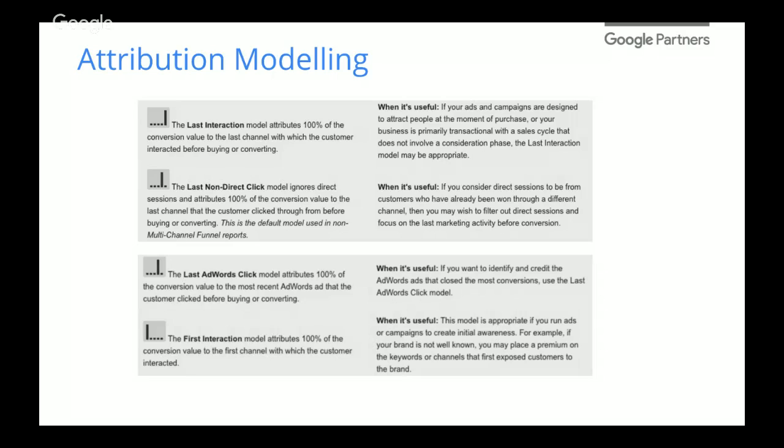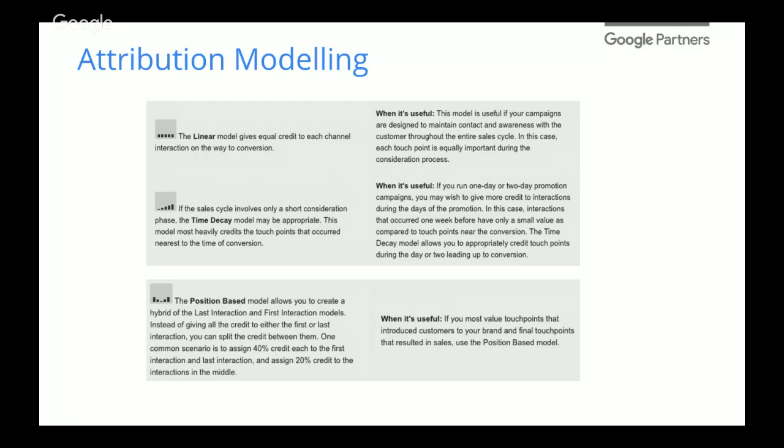First interaction model attributes 100% of the conversion value to the first channel which the customer interacted with. This is appropriate if you actually run ads or campaigns to create initial awareness, maybe if your brand name is not very well known, and you want to attribute all of the credit to the channel that actually created brand awareness in the first place, or first exposed the customer to your brand.